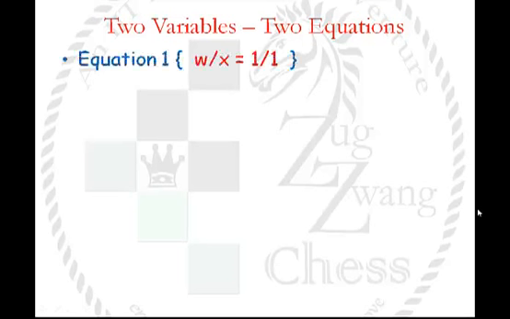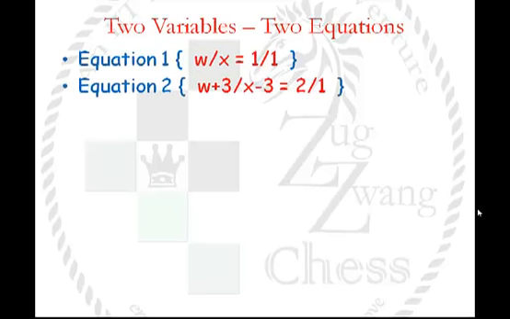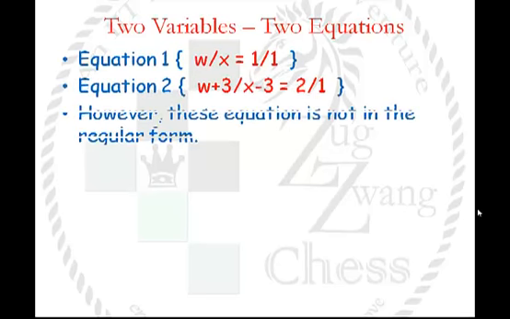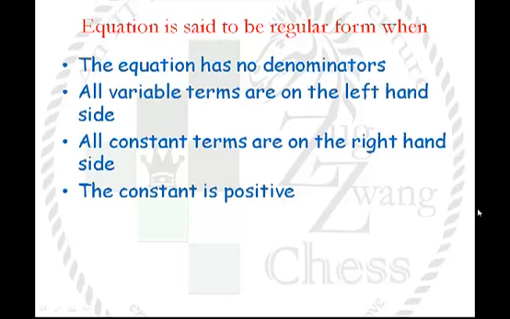So the first equation is W by X equal to 1 by 1. The second equation is (W plus 3) divided by (X minus 3) equal to 2 by 1. However, both of these equations are not in their regular form. So what exactly is the regular form? It's very simple. An equation is said to be in a regular form when the equation has no denominators, all the variable terms are on the left hand side, all the constant terms are on the right hand side, and all the constant terms are positive.